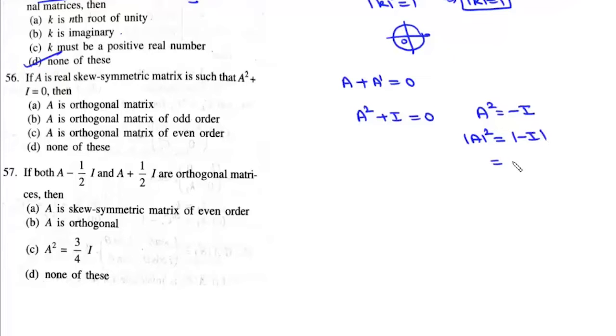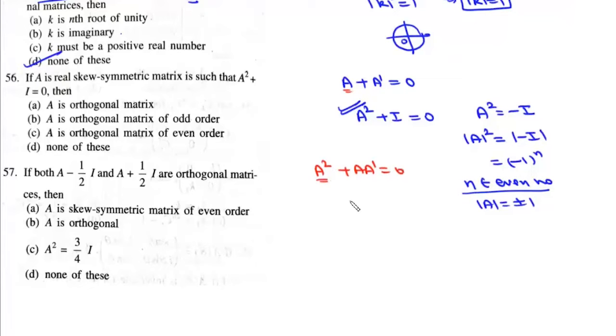Now determinant of minus I is minus 1 to the power n. Now since A is a real matrix, that means this n must be an even number. So if n is even, then we can write determinant of A will be plus or minus 1. So this equation will make sense if and only if n is an even number. Now we multiply this first equation with A, we can write A square plus A dash equals 0. Now A square is minus I, so we can write A dash is equal to I.